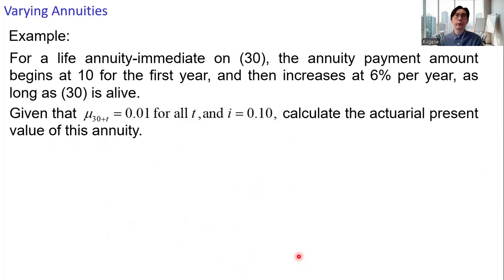All right, another example. For a life annuity immediate issued to an individual at age 30, the annuity payment amount begins at 10 for the first year and then increases at 6% per year as long as the individual survives. So here we are dealing with a geometrically increasing annuity. Given that the force of mortality is a constant 0.01 and the interest rate i is 10%, calculate the actuarial present value of this annuity.